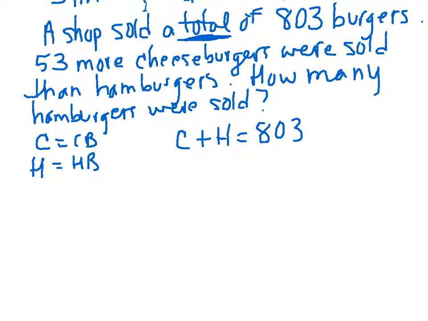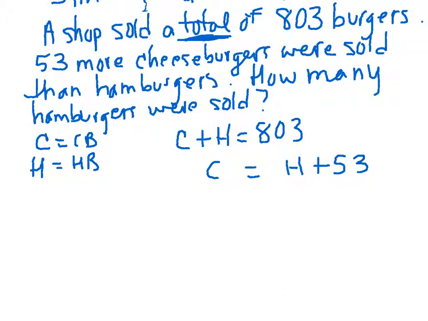So now we need to get a relationship between cheeseburgers and hamburgers. I just like to start before I even read the question. Does C equals H? I don't think so. 53 more cheeseburgers were sold. So there were more cheeseburgers. So if we add 53 to the hamburgers, then these guys will be equal. The number of cheeseburgers equals the number of hamburgers plus 53.